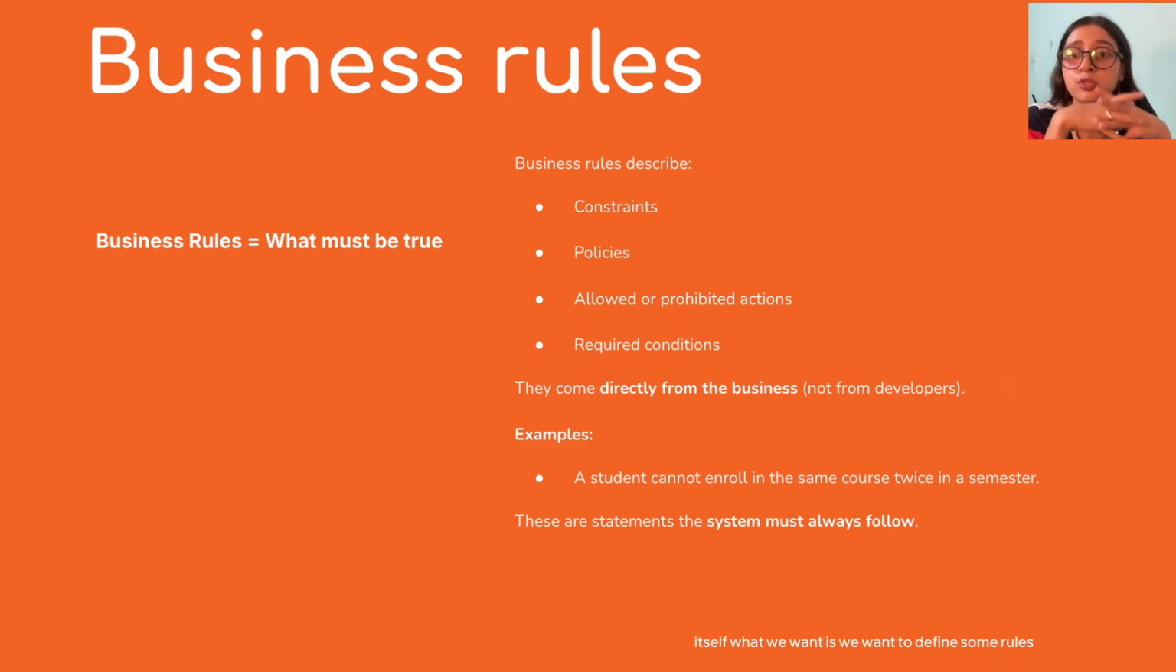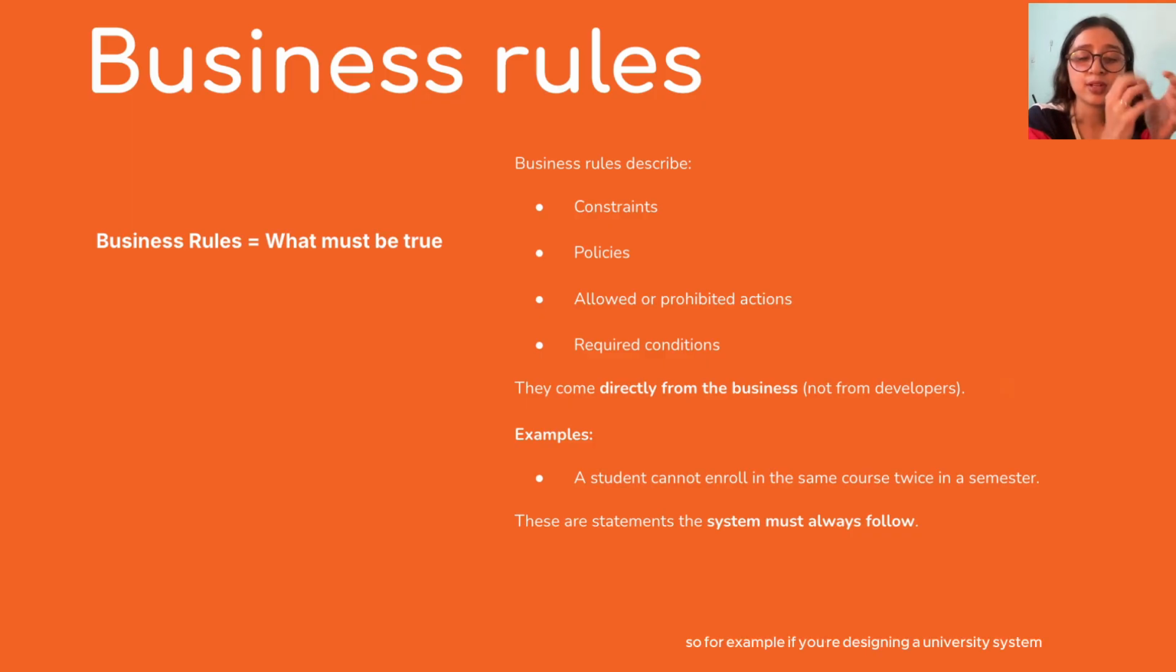is we want to define some rules. And where that rule comes from, it comes from the client itself. So business rule equals what must be true. It defines constraints, it defines policies, it defines what's allowed or not. It defines certain conditions, and it comes directly from the client, not from the developers.